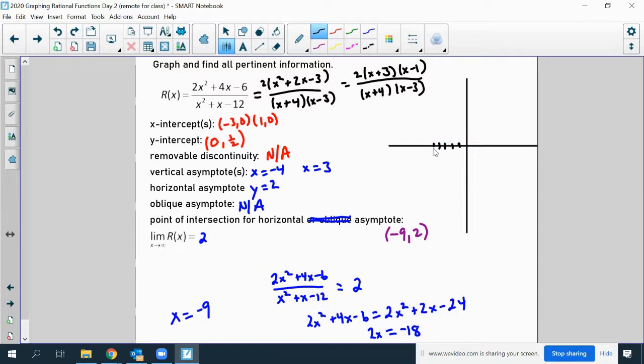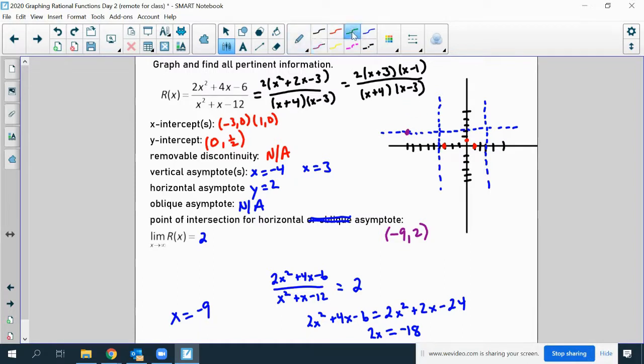So I'm going to start plotting some points and some asymptotes. So I know at -3, 0, 1, 0, and 0, 1 half, I have points on the graph. I have vertical asymptotes at -4 and 3, and a horizontal asymptote at y equals 2. Then I also know that I have a value of the graph at -9, 2.